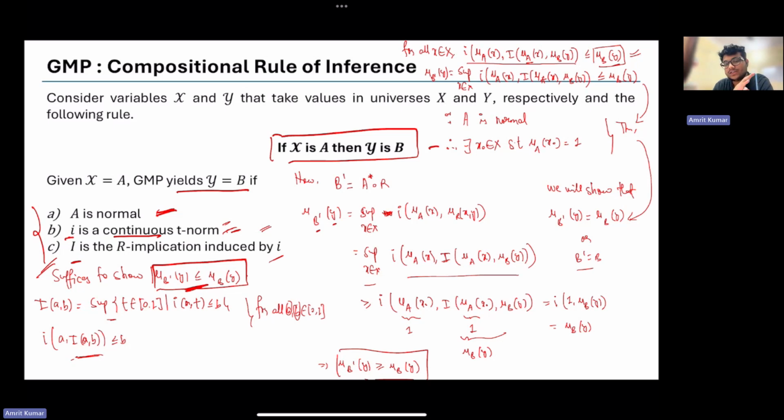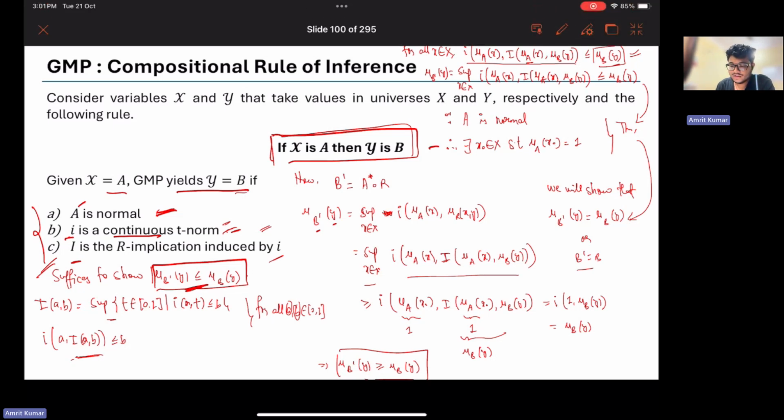So, long story short, the generalized modus ponens that we learned is not necessarily nice, in the sense that it does not extend the classical modus ponens. However, if the fuzzy set A present in this fuzzy if-then rule happens to be normal, and we are using a continuous t-norm and the corresponding R implication of I in performing our generalized modus ponens, then it extends the classical modus ponens. That is, when your input A dash is A, the output B dash is B.